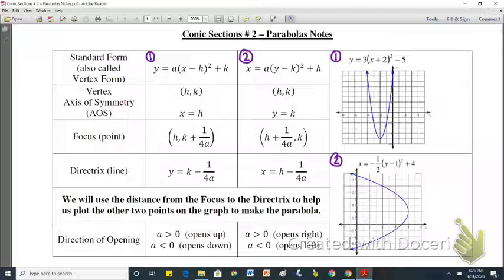These are the formulas you're going to need to know. So notice my center is (h, k) for both of them, but if it's a vertical parabola that opens up or down, my axis of symmetry is a vertical line, x equals. If it's a left or right parabola, my axis of symmetry is a horizontal line, which is y equals. So this right here is going to be a vertical line, and this is a horizontal line.